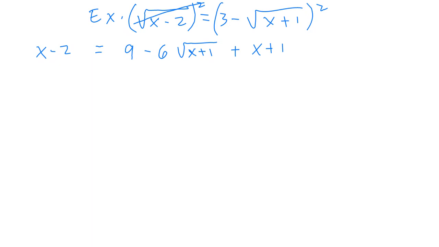Again, the same as we did last time. If you want to take the longer way, you can actually do 3 minus square root of x plus 1 times 3 minus square root of x plus 1, and then do the FOIL method. You go like this, and then it gives you the same results.